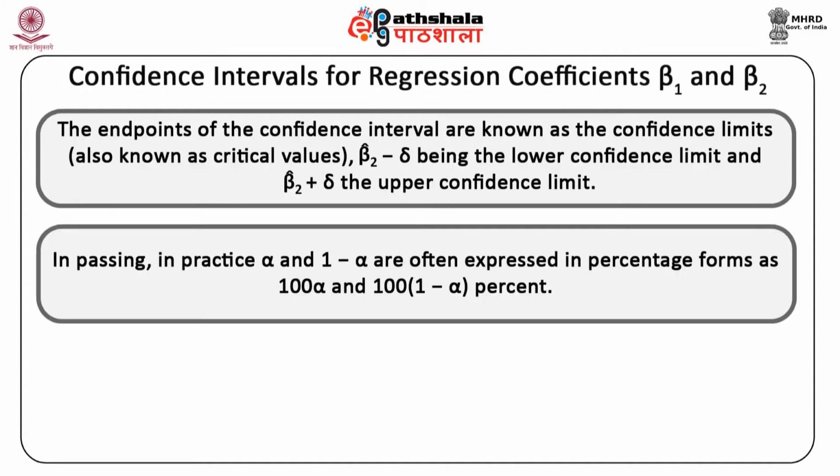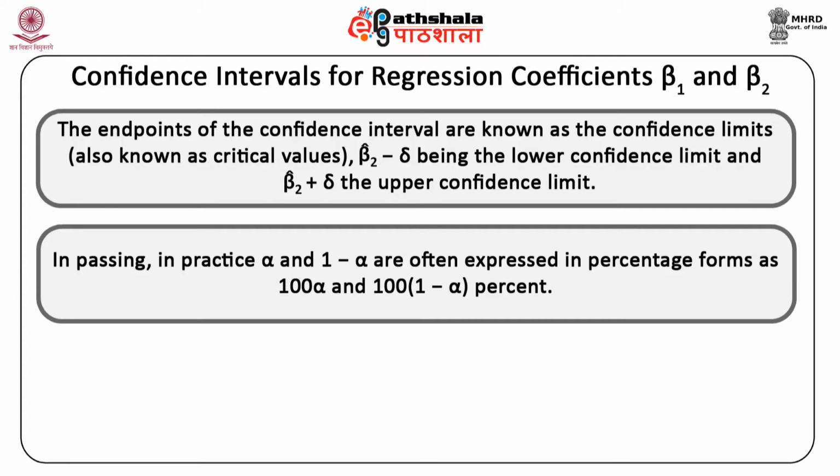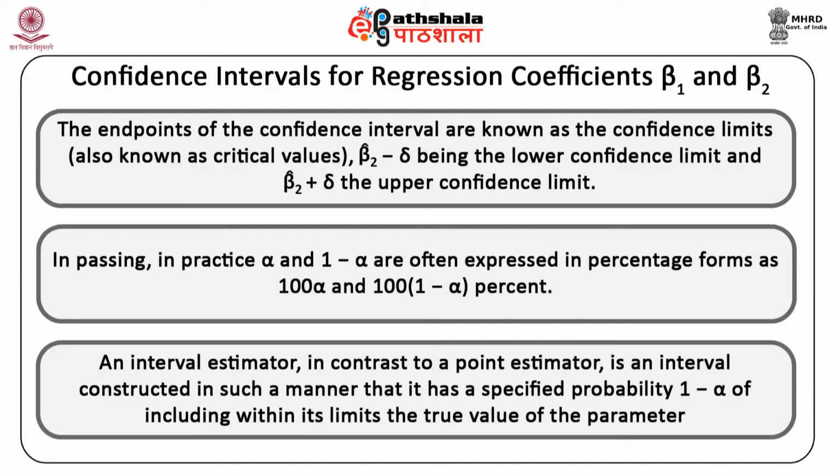In passing, note that in practice, alpha and 1 minus alpha are often expressed in percentage forms as 100 alpha and 100 times 1 minus alpha percent. An interval estimator, in contrast to a point estimator, is an interval constructed in such a manner that it has a specified probability 1 minus alpha of including within its limits the true value of the parameter.